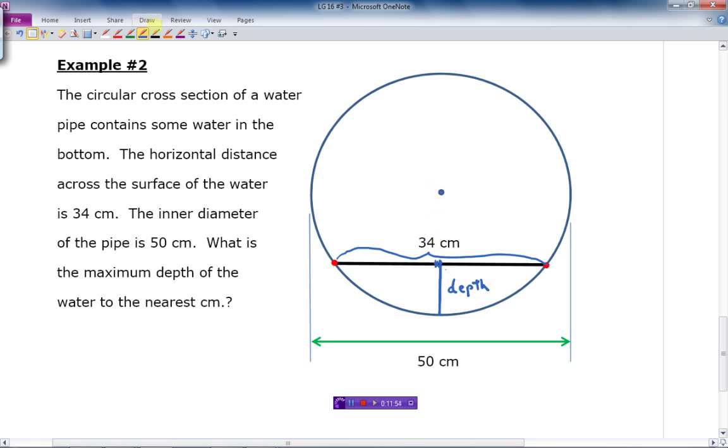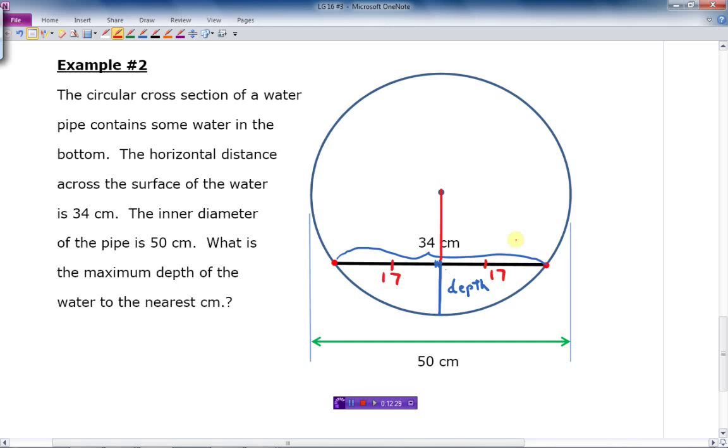If it's the deepest part, that's going to be right in the middle, and if I draw it straight up here, that's going to be the radius of the circle, the whole part. The red part and the blue part give me the radius of the circle, and the blue part itself gives me the depth. Let's go from there. First of all, that divides this into two equal parts, so this has got to be 17, this has got to be 17, because the whole thing equals 34.